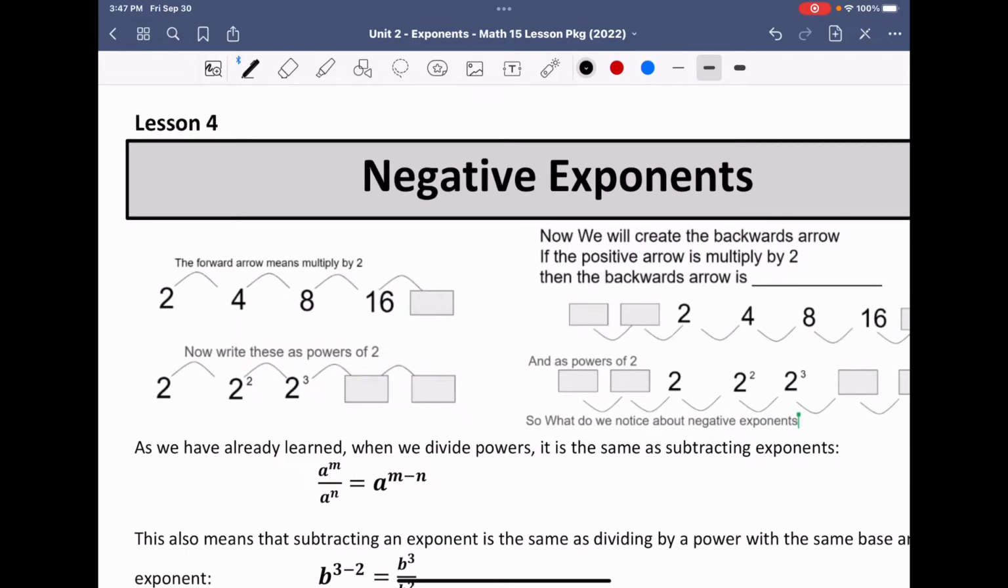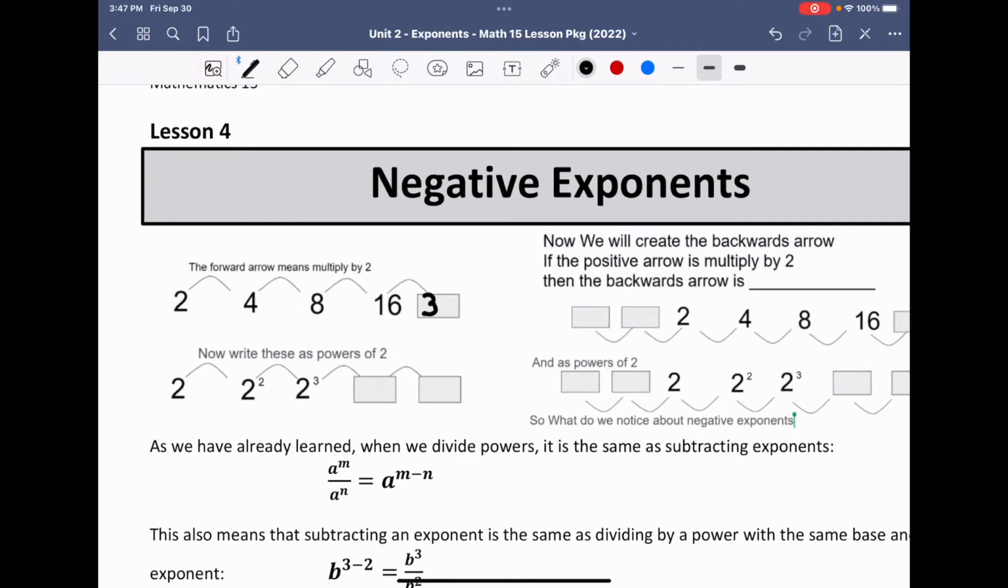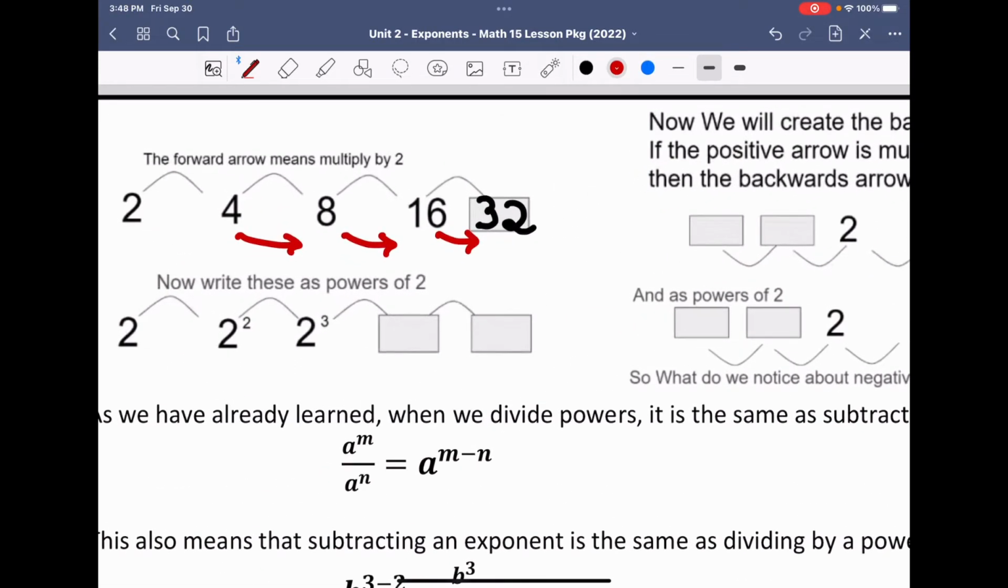If I have 2, 4, 8, 16, I see that there's a pattern of these numbers being multiplied by 2 in order to get to the next step. The next step is always multiplying by 2. Now, if I want to represent this in terms of powers, I would say, well, 2 to the, if there's nothing written, this is a 1. We have 2 to the 1, 2 to the 2, 2 to the 3. By that sheer pattern of 1, 2, and 3, I can assume that this is going to be 2 to the 4, and this is 2 to the 5.